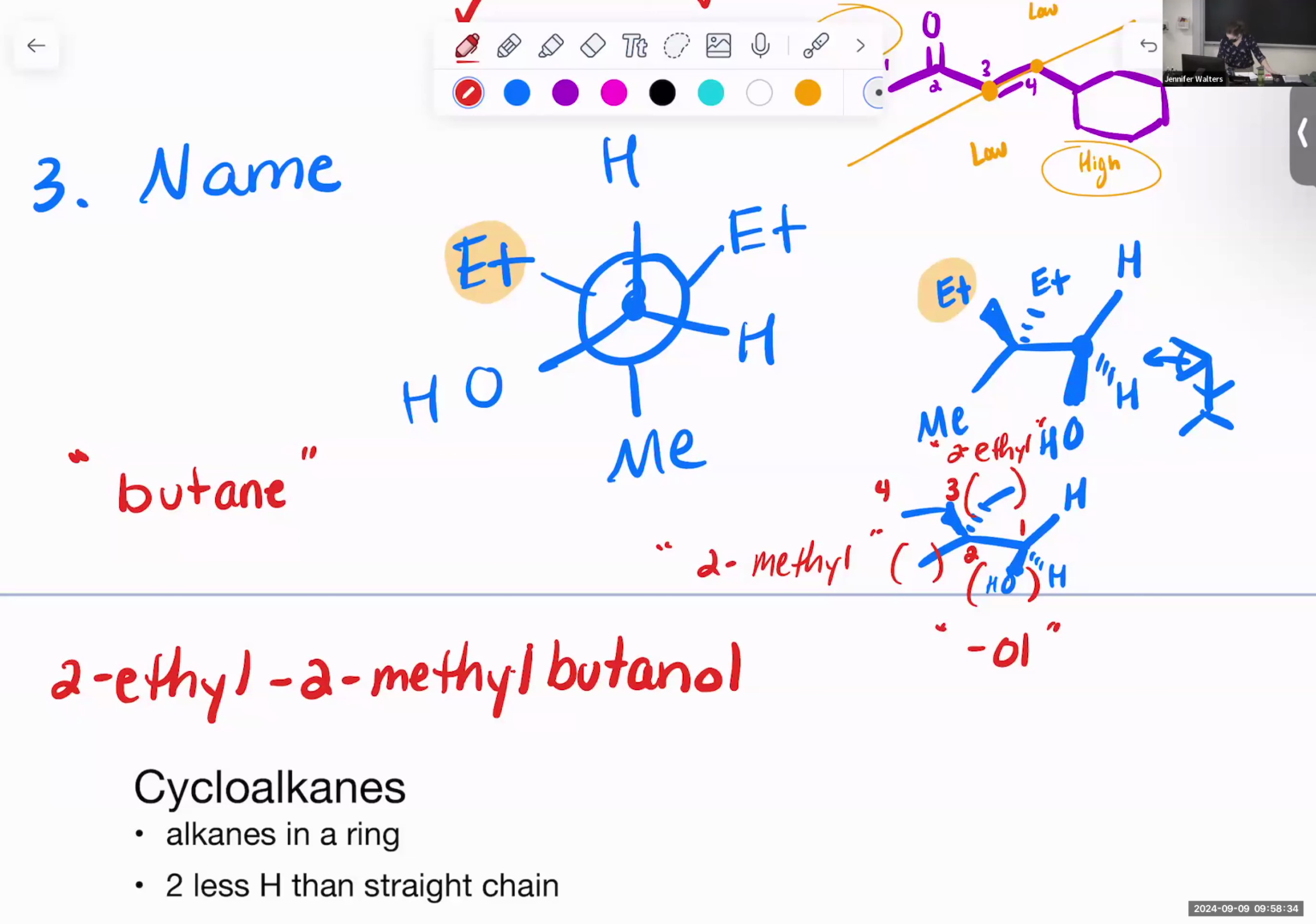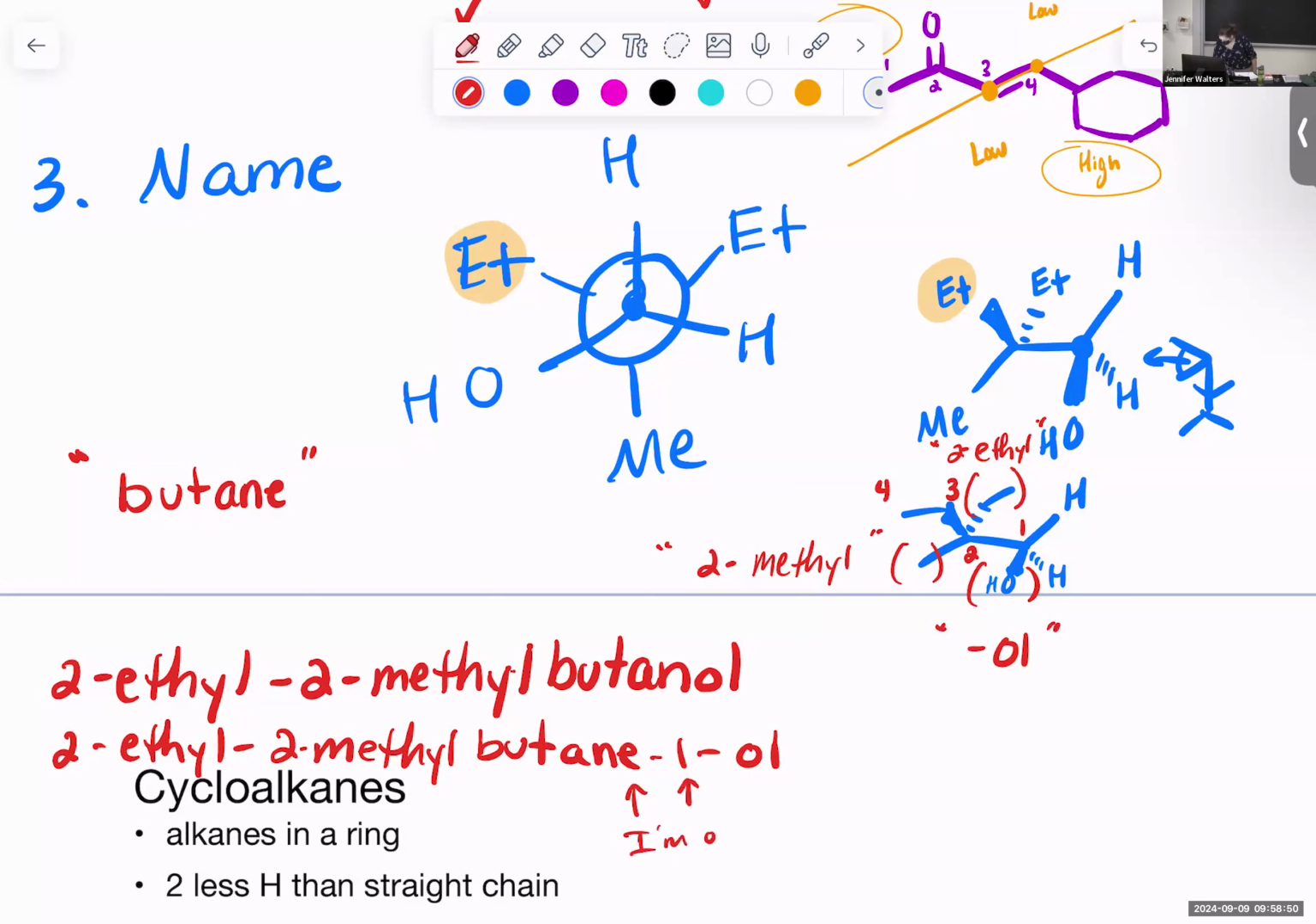If you want to be really explicit, 2-ethyl, 2-methyl, butane 1-ol, I'm cool if you put the E in. I'm not okay if you drop off the N. You will never lose the N. That's part of what makes it the parent functional group, the AN, EN, or YN. You need to have that N. Otherwise, it's not clear.